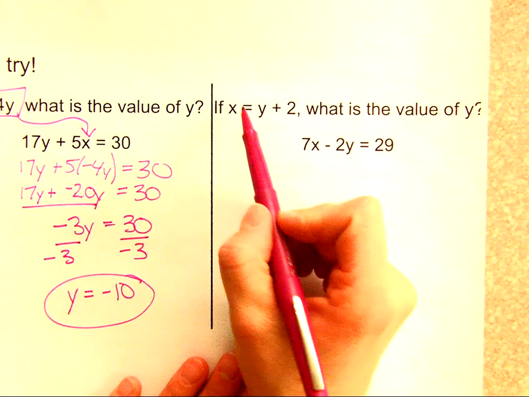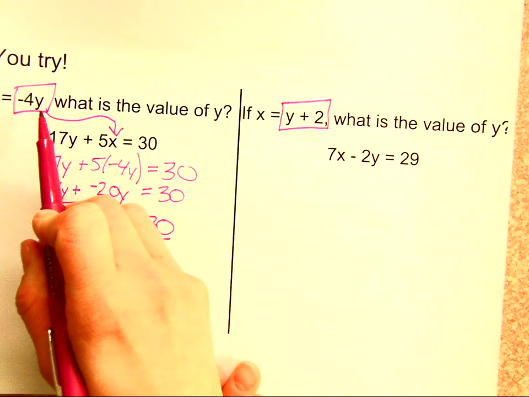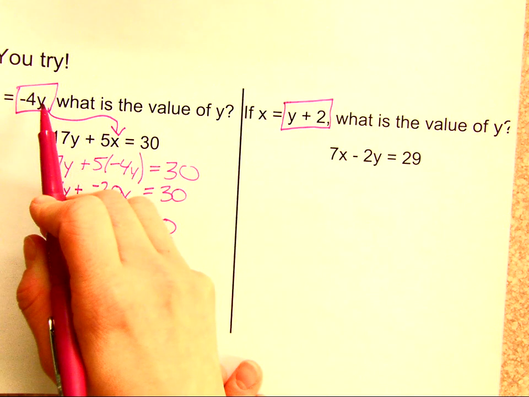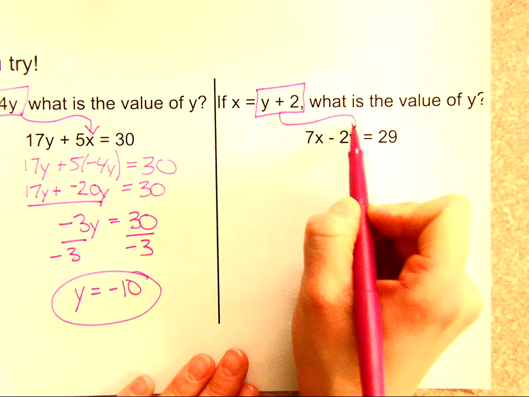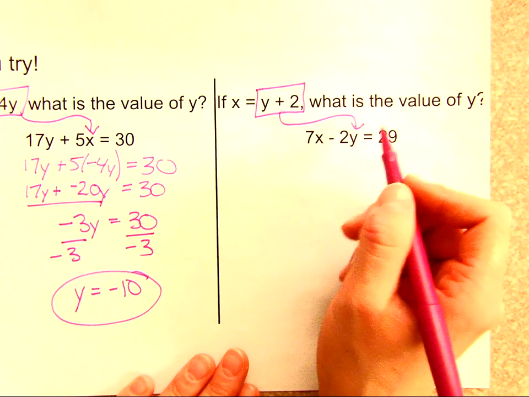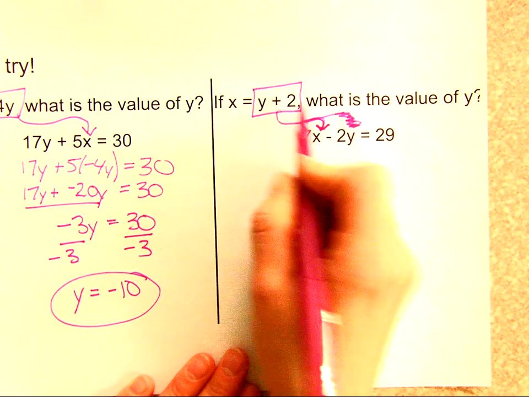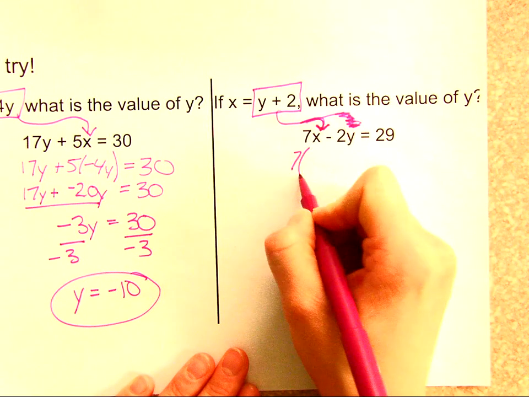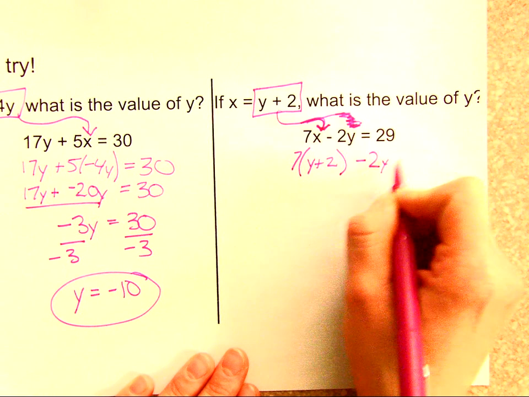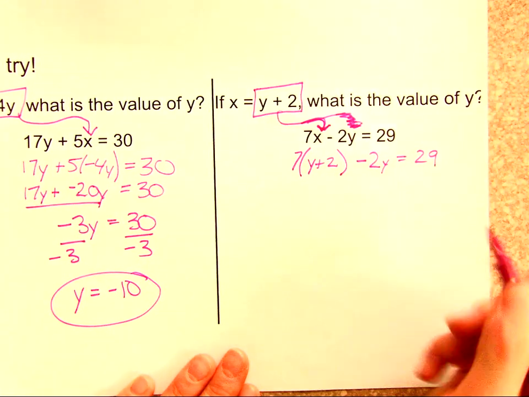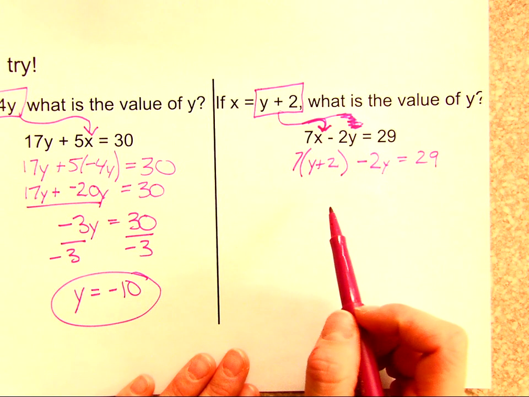So here, x is equal to y plus 2. So this still looks a little different than over here, because here it was always just negative 4 times a variable, times y. Now we've got addition in my substitution. So this might have been a little bit trickier. So, oops, still want to plug it in for x, because x is equal to this. So we got 7 times y plus 2. Subtract my 2y is equal to 29. Notice every time I substitute, I use parentheses. Okay, and if you didn't use parentheses here, you were going to get it wrong.